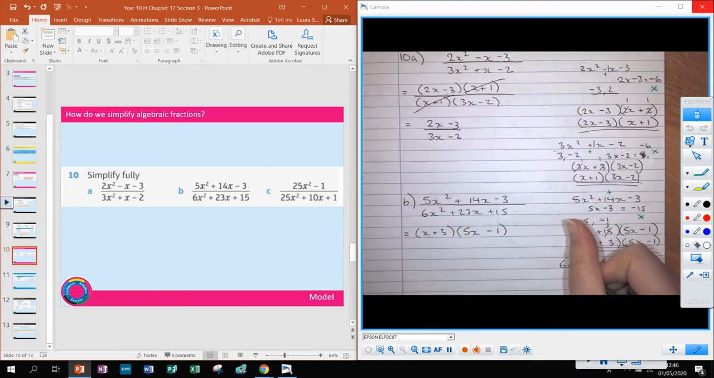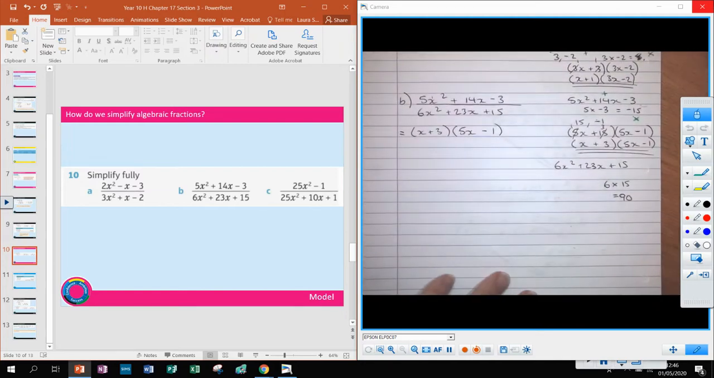We had 6x squared plus 23x plus 15. Okay, so first we're going to do 6 times 15, and 6 times 15 is 30 times 3, which is 90. Okay, so there we go. I need it to add to 23, but multiply to 90. That's a little bit harder to work out, so let's have a think about how we can get 90. Okay, let's make sure you can see that as well.